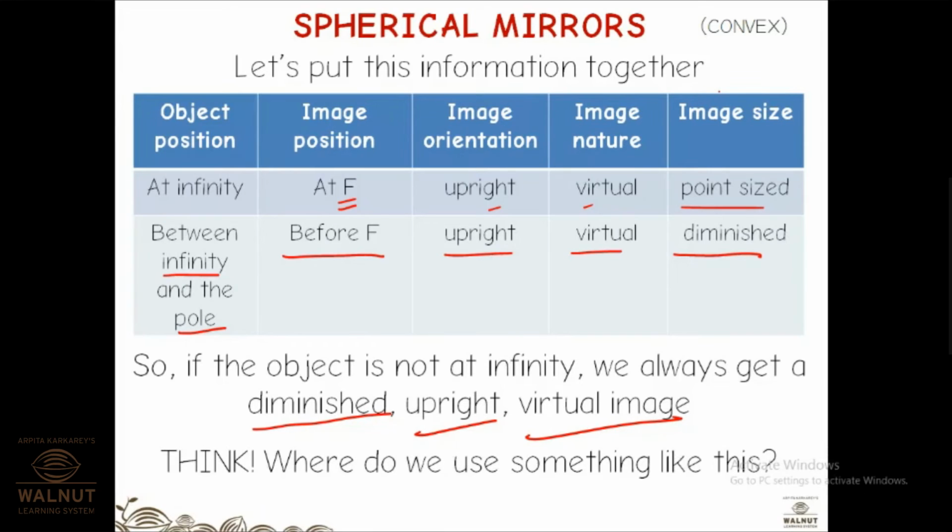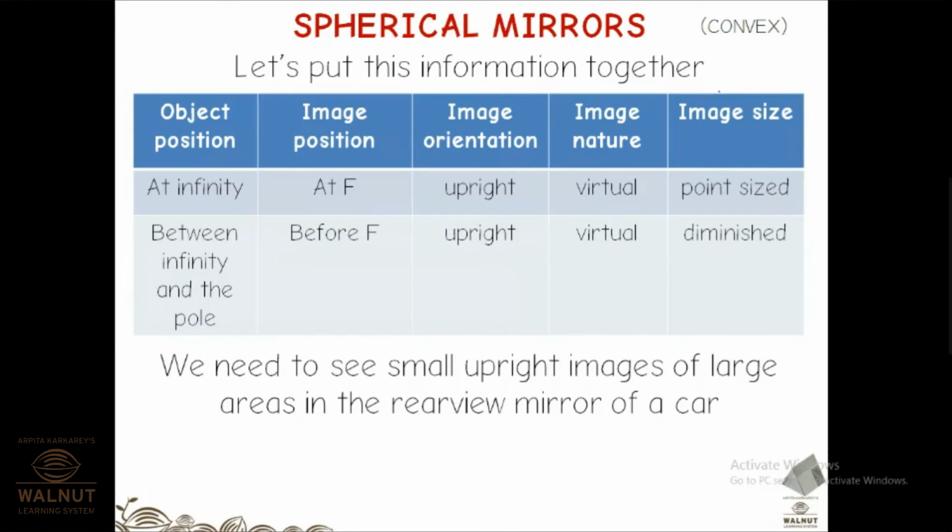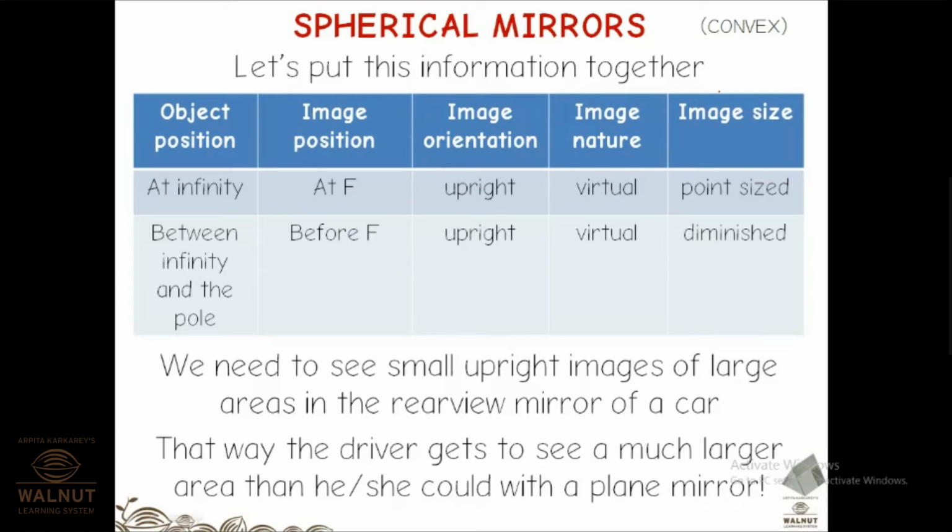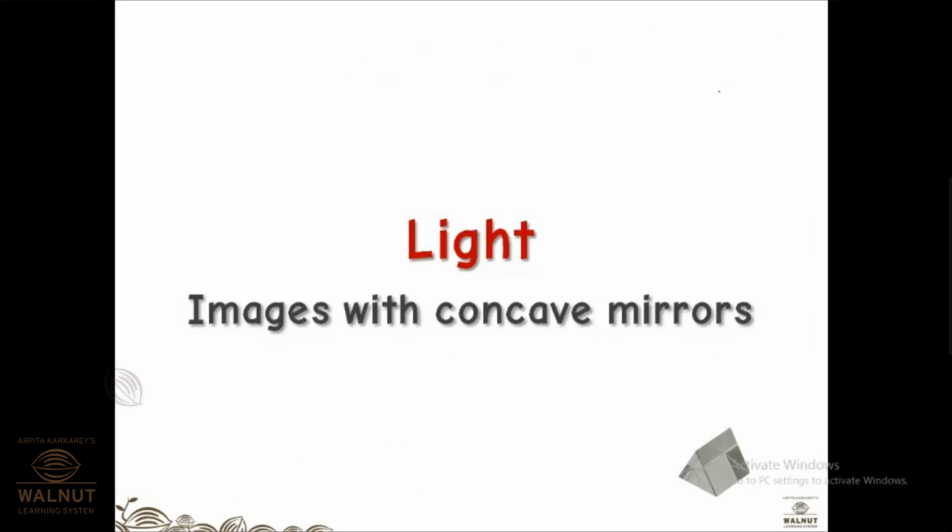This is very important. Think, where do we use something like this? What about the mirrors in the vehicles? Yes, in cars also. Rear view mirror of a car. The famous answer. You might have learned it. So we need to see small upright images of a larger area in the rear view mirror of a car. That way the driver gets to see a much larger area than he or she could with the help of a plane mirror.